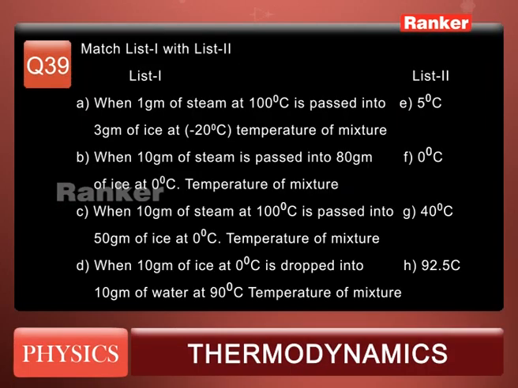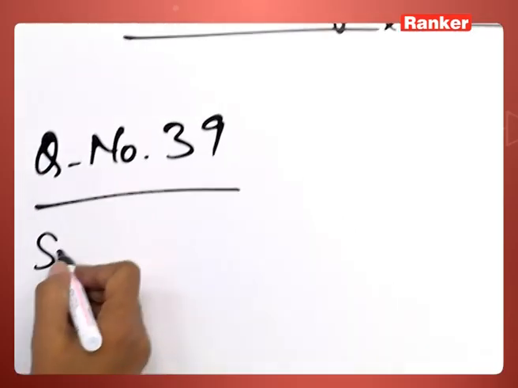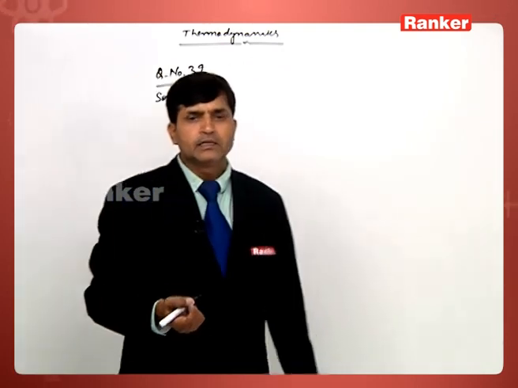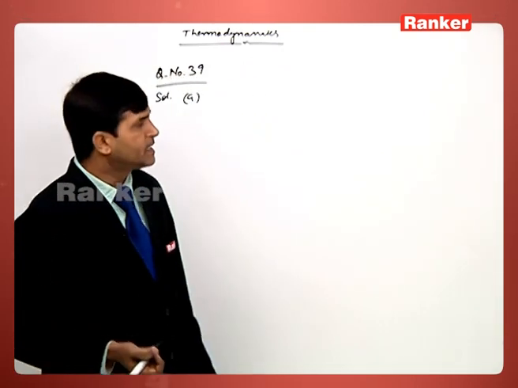Question number 39. This is a matrix matching question. In list 1, certain situations are given, and in list 2, some temperatures are given. In the first list, option A, when 1 gram of steam at 100 degrees Celsius is passed into 3 gram of ice at minus 20 degrees Celsius, what is the temperature of the mixture? So we will solve this one by one. If we look at the first option A, in this option, 1 gram of steam at 100 degrees Celsius.